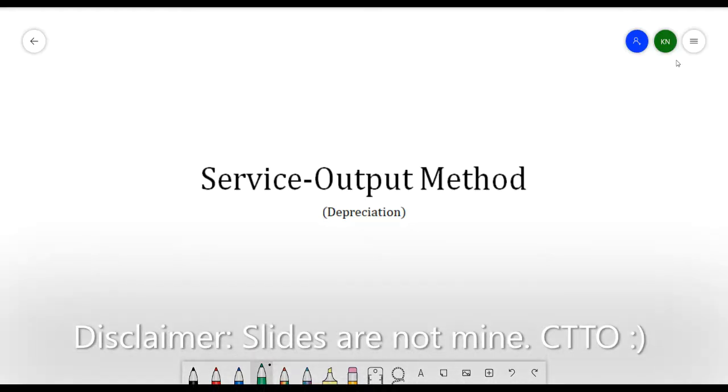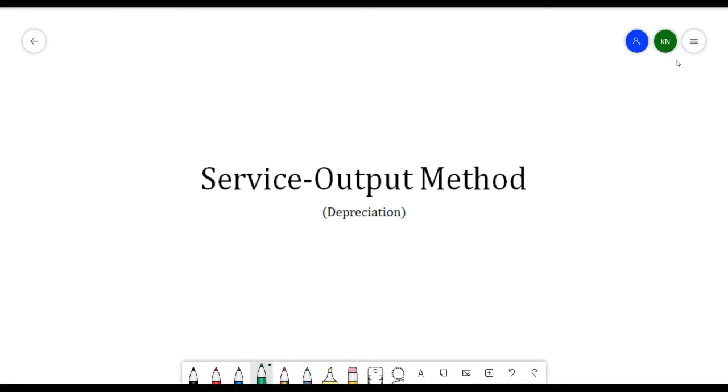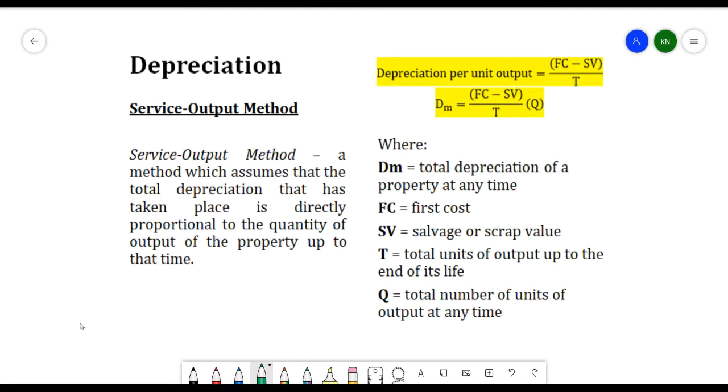Hello everyone. So in this video, we will be discussing another method of depreciation. It's called the service output method. The service output method assumes that the total depreciation that has taken place is directly proportional to the quantity of the output of the property up to that time.